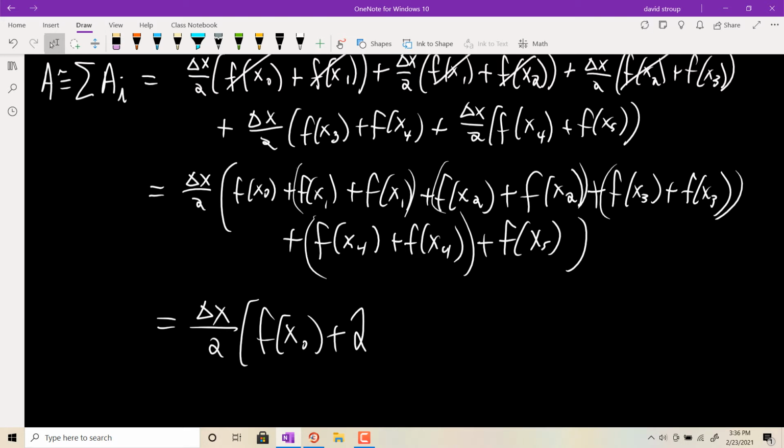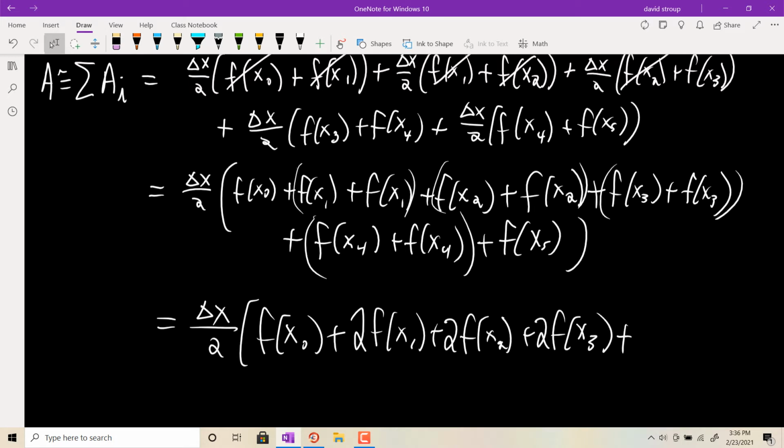sub 0 plus 2 f of x sub 1s plus 2 f of x sub 2s. And this is a pattern you're going to see whenever you do this rule. Okay, it's going to be 1 and then a bunch of 2s, and then the last endpoint will get you back to 1. Okay, this should be x sub 4. No, let me fix that, make it look pretty.